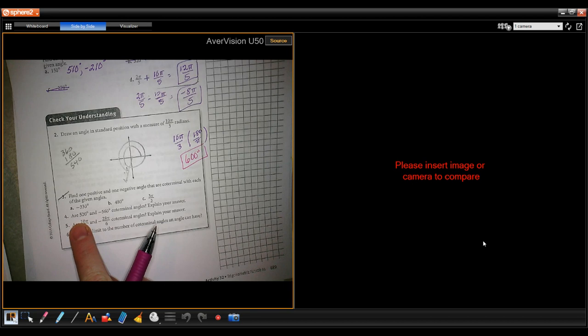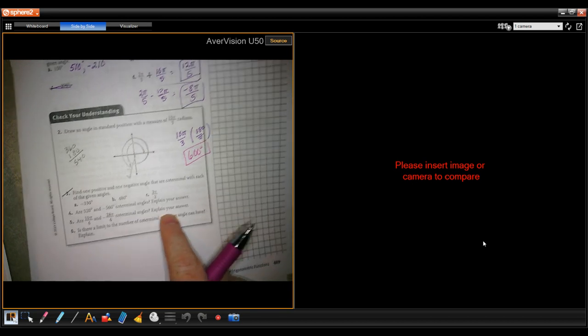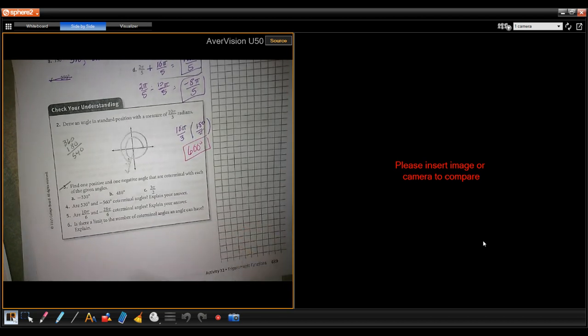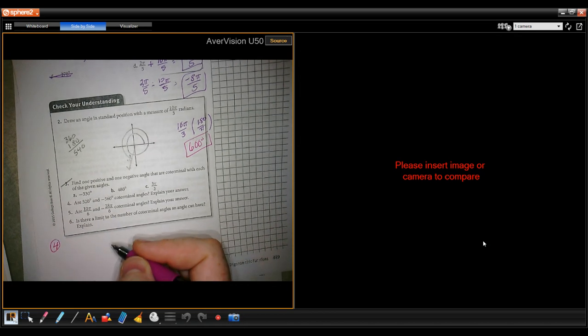Okay, are 520 and negative 560 coterminal? So basically, do they end at the same spot? So let's take a moment. How would you figure out if they end at the same spot?